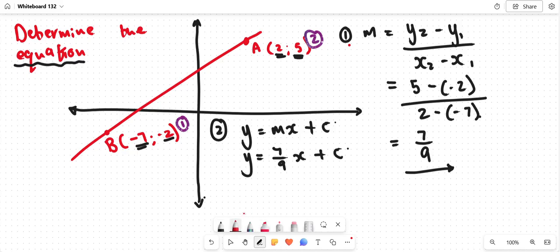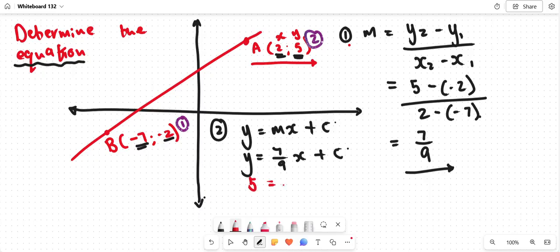Then at this point, you could choose whichever coordinate. You could choose A if you want to, or you could choose B if you want to, to substitute for the Y and the X there so that you can solve for the C. So what I'm going to choose is to use A. My X is the 2, my Y is the 5.